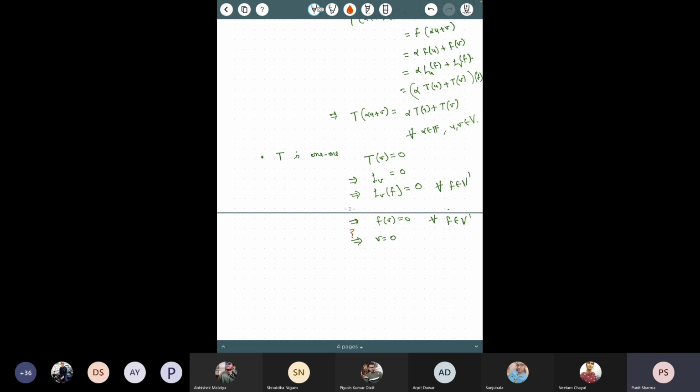So see here, this expression is 0 for all linear functionals on V. But do you have some specific functionals that you can use? So this is true for all f. So in particular, if you choose some functionals, you can show that v equal to 0.